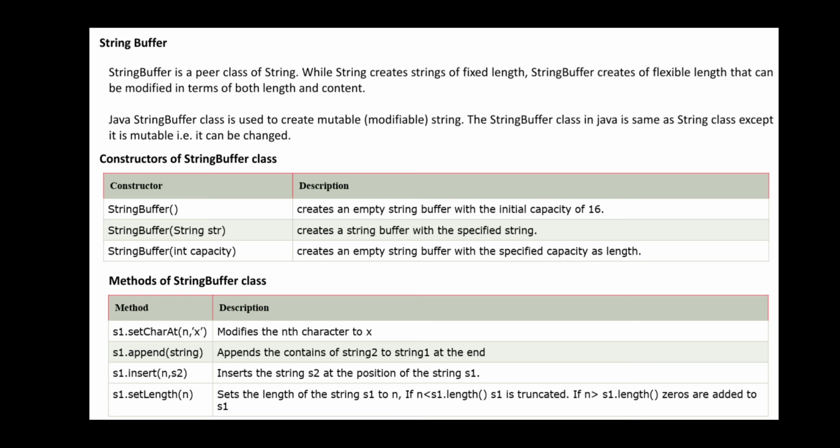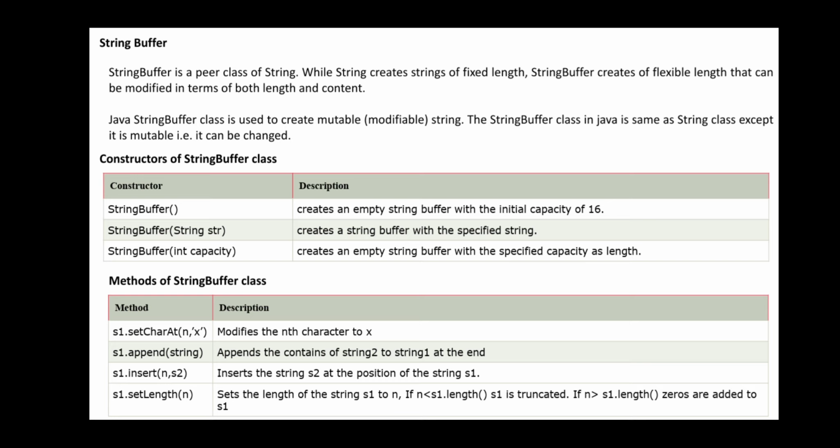It is going to have three cases here. One, it sets the length of the string s1 to n. If n is less than s1.length, s1 is truncated. For example, think like that: if the string is given as BCA college, the length will be 3 plus 7, that is 10 characters. Of 10 characters, if you have given 10, no problem. s1 will be accepted with the string value. The n character is the same, and the length will be set as 10 only.